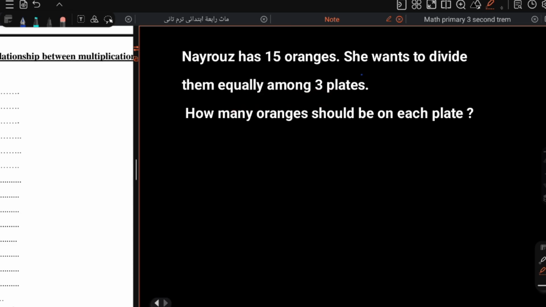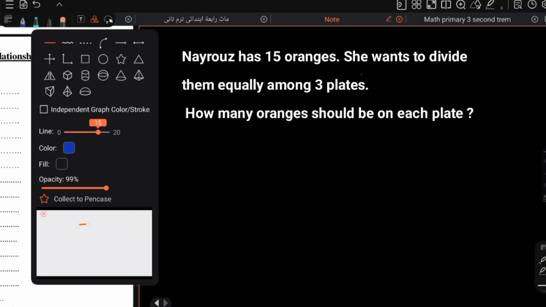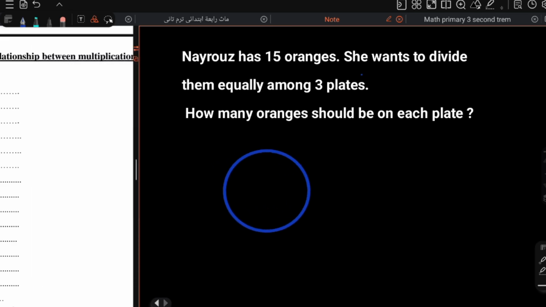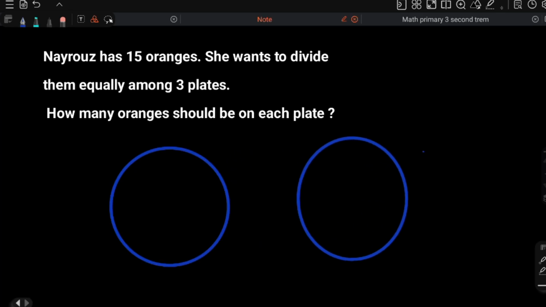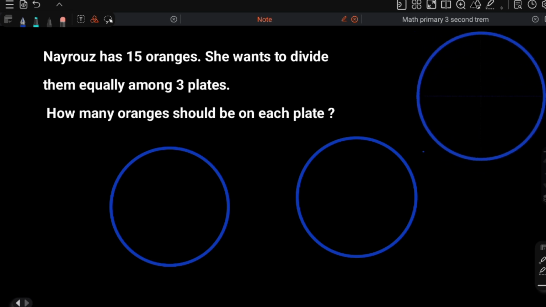among 3 plates. So we have how many plates? Yes, exactly. We have 3 plates. One, the first, second, and the third plate. Okay. Each plate, she wants to divide. The meaning of divide is she wants to distribute. Distribute means she wants to give each plate the same number of oranges.